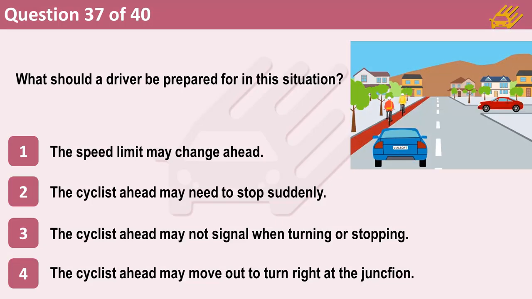What should a driver be prepared for in this situation? 1. The speed limit may change ahead. 2. The cyclist ahead may need to stop suddenly. 3. The cyclist ahead may not signal when turning or stopping. 4. The cyclist ahead may move out to turn right at the junction.